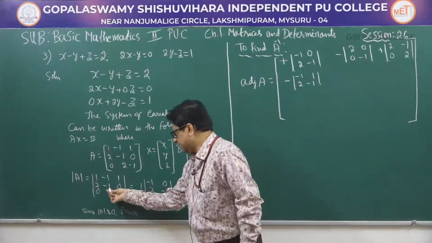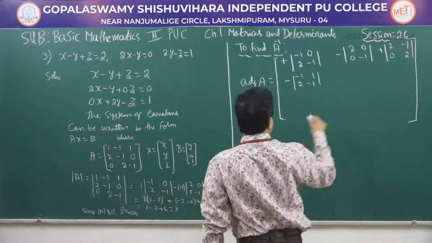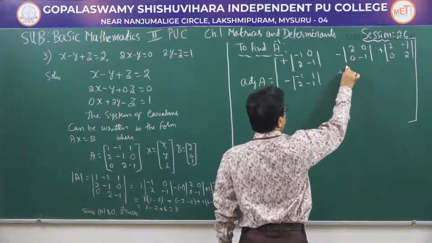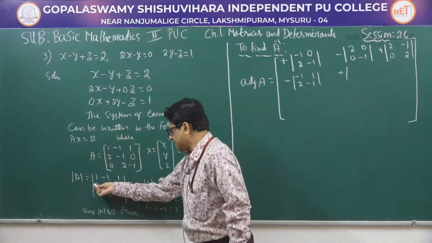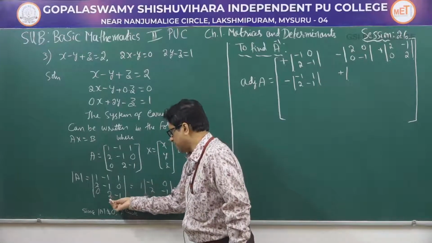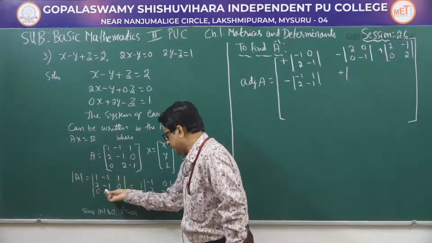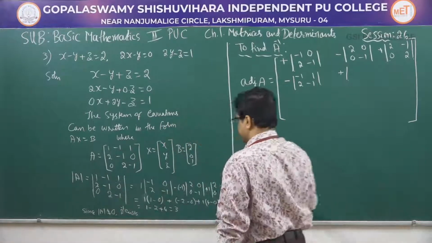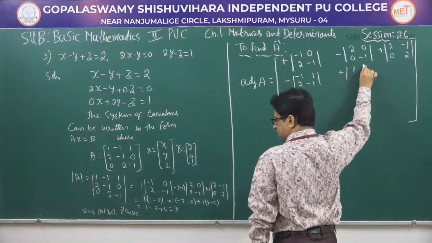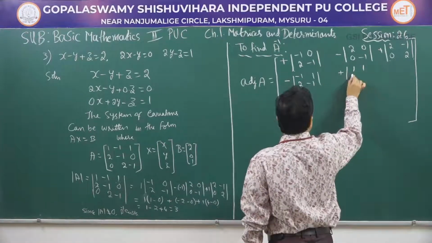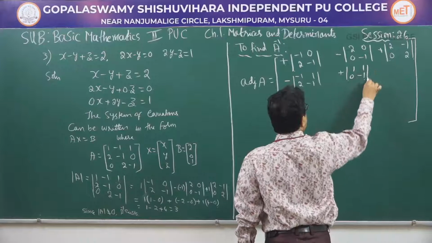Next we shall find the cofactor of -1. First we write the sign of the cofactor, plus. -1 lies in the second row, second column. We eliminate the second row and second column and take the determinant of the remaining elements. That is determinant of 1, 1, 0, -1.